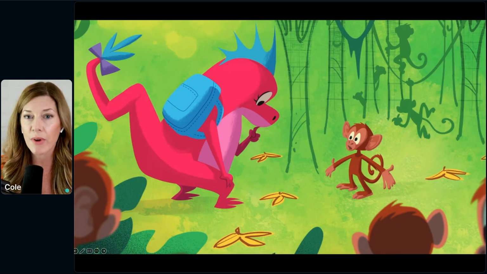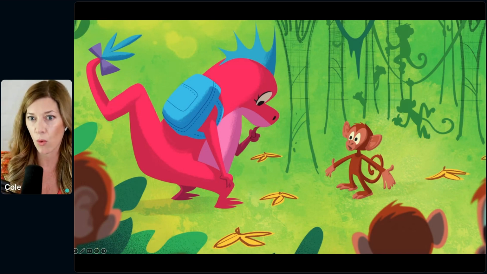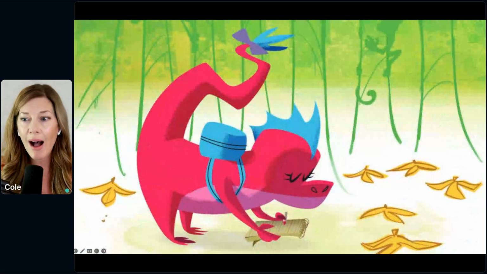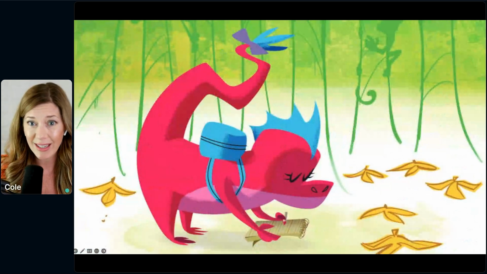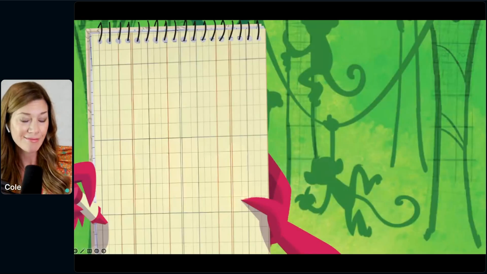Suddenly, she was surrounded by monkeys. "Someone's been eating all of our bananas," said one. Daphne looked around. Under each tree, there was a pile of banana peels. She counted them and wrote the numbers in her notebook. Then she drew the data.